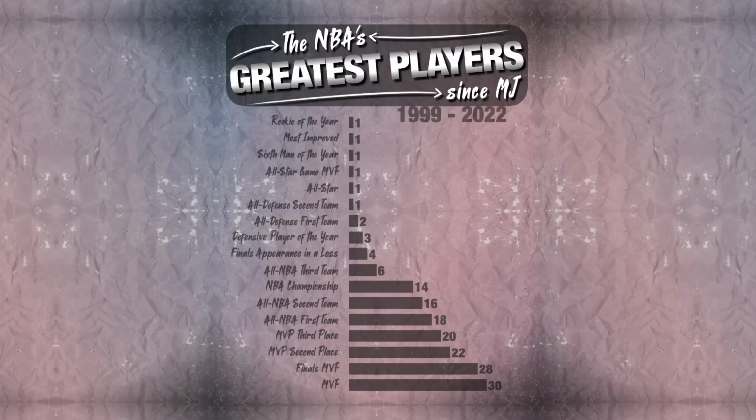Then we have a jump in value to what were perceived to be the more important achievements. An NBA championship, 14 points. An All-NBA second team, 16 points. An All-NBA first team, 18 points. An MVP third place finish, 20 points. An MVP second place finish, 22 points. And then finally, the top 2 most important awards: a Finals MVP, 28 points, and an MVP award, 30 points.